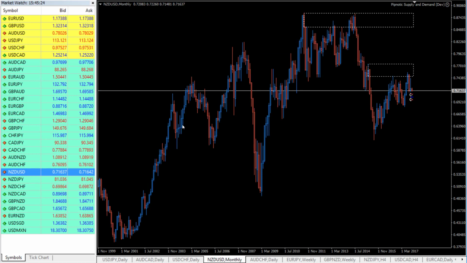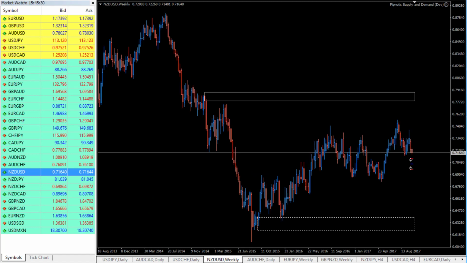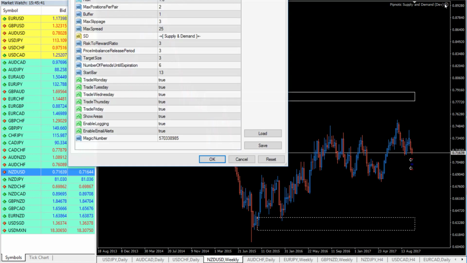I mean, I suppose you could call it a robot, but it's just opening the orders for me, which is very, very useful, of course. And we have this one here, which also looks pretty interesting. Price dropped. We came back almost to it, but we didn't manage. So I'm going to enable that trade.